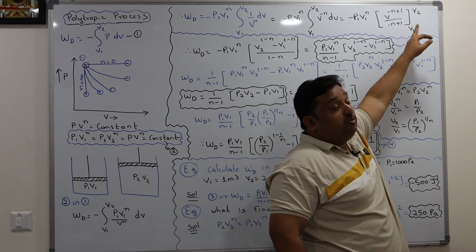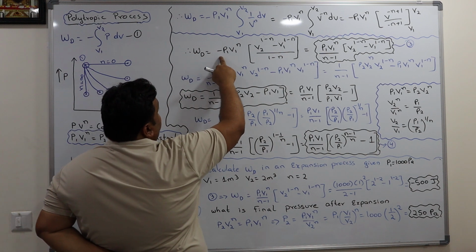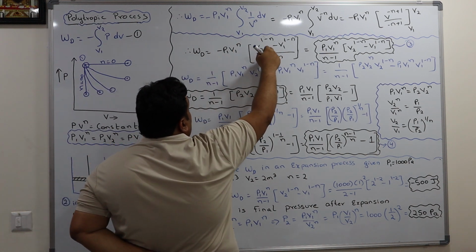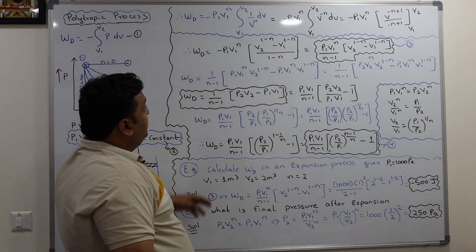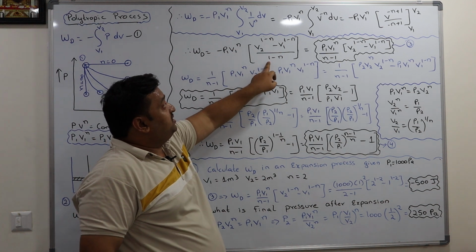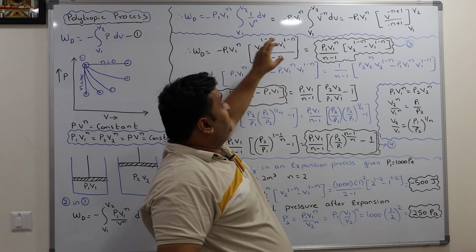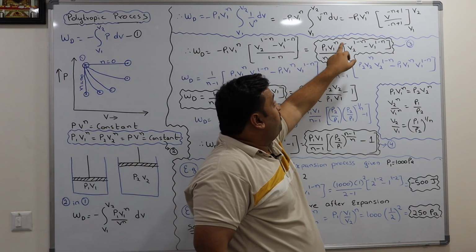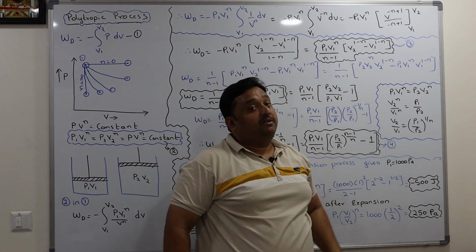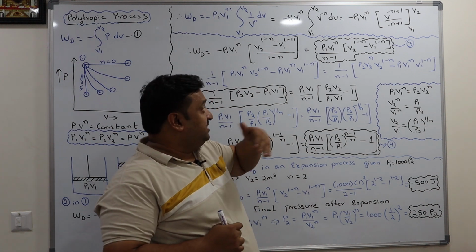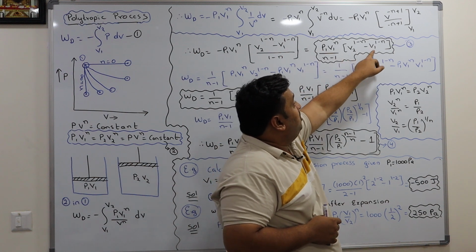If I substitute the limits, you get the equation that WD is equal to minus P1 V1^n into V2^(1 minus n) minus V1^(1 minus n), divided by 1 minus n. If I take this minus sign to the bottom, 1 minus n becomes n minus 1. So finally, the displacement work can be calculated as P1 V1^n by n minus 1 into V2^(1 minus n) minus V1^(1 minus n). This equation is used if you know the initial pressure, initial volume and final volume.